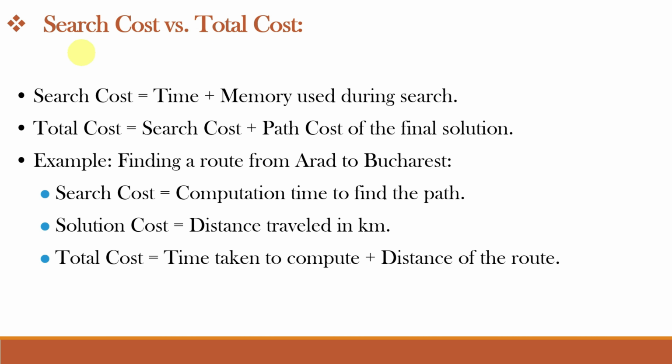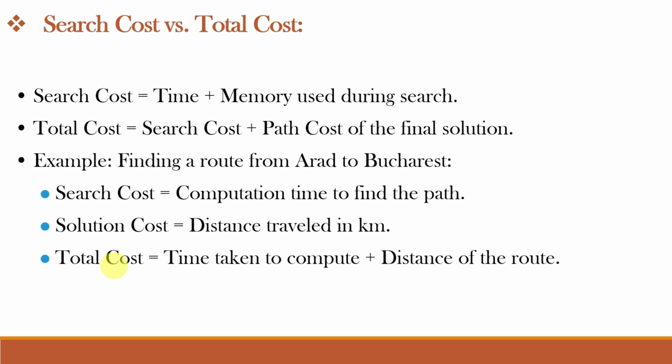Okay, let's go ahead and understand search cost and total cost. See, evaluating a search algorithm's efficiency requires looking beyond time and space. Search cost is just the effort to find a solution, while total cost considers both search effort and solution quality. That is, search cost is equal to time plus memory used, while total cost is equal to search cost plus the path cost of the final solution, right? So you can say time plus memory plus kilometers, how many kilometers it traveled, for going from Arad to Bucharest. So in a route finding problem, search cost is equal to computation time to find the path or best route, while solution cost is equal to total distance of the route taken in kilometers.